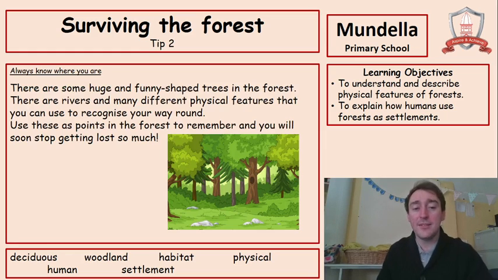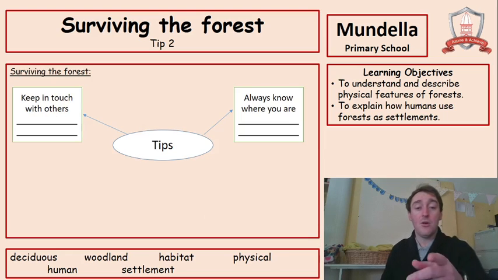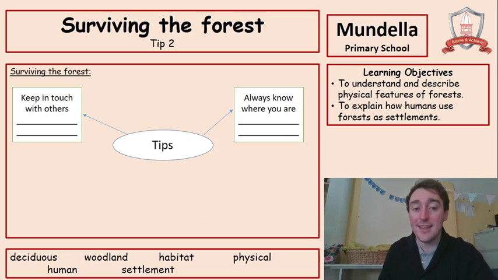Tip 2 is always know where you are, and there are some funny shaped trees in the forest. Do you remember the major oak from earlier? It was huge. So you could think, well, I'm only just round the corner from the major oak. Well, you've got to use that to know where you are. So tip 2, always know where you are. Write that down on your mind map.